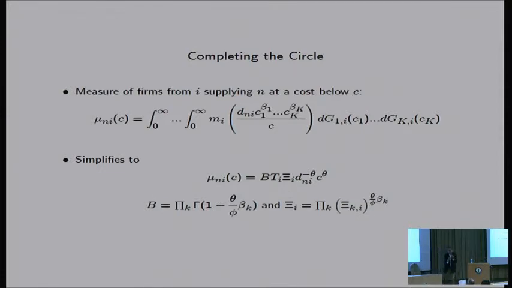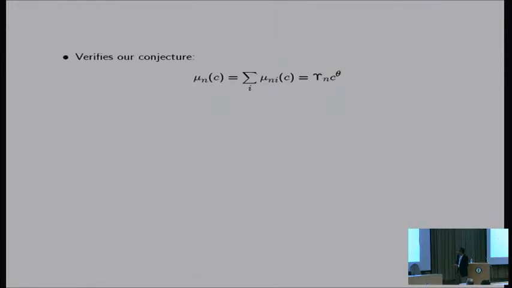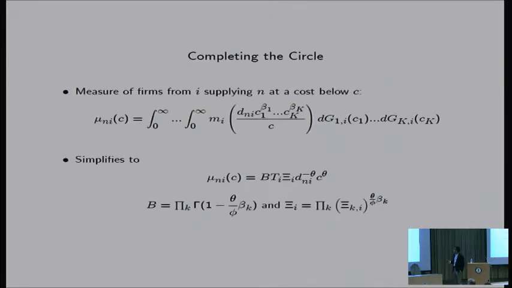And you can start to see it might work, as it's proportional to C to the theta. And then you sum it up over all the different countries of the world, and you get back our starting point, which is upsilon n C to the theta, which is what we assumed to begin with. And now we have an equation for upsilon n, which is the sum of these terms here without the C, the sum of these terms across all the different i's. So all the different countries of the world are contributing to this low cost of inputs to country N.